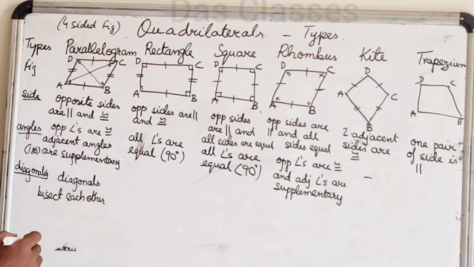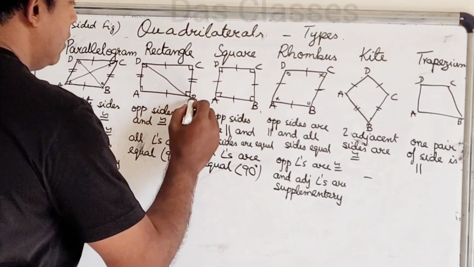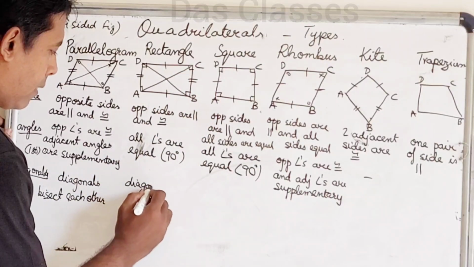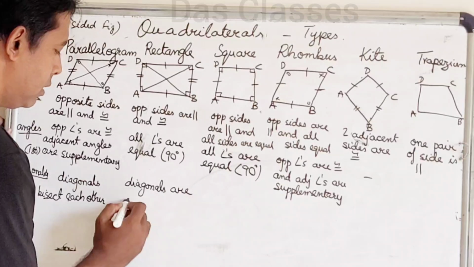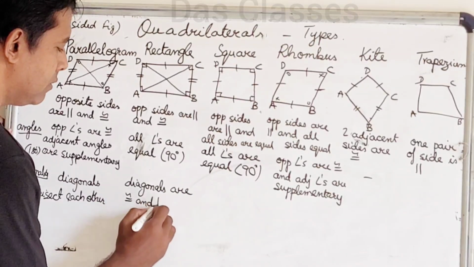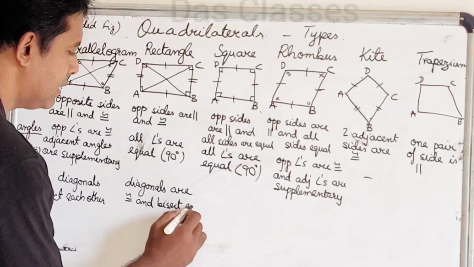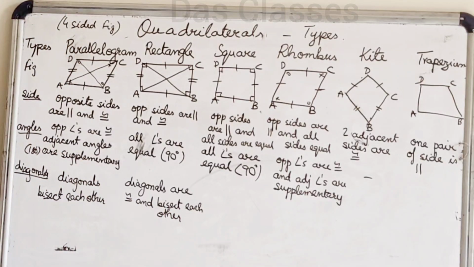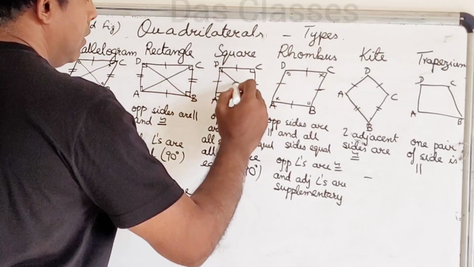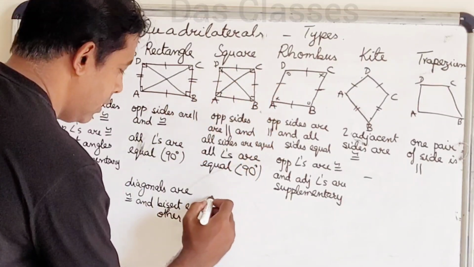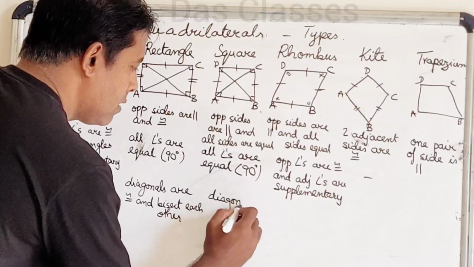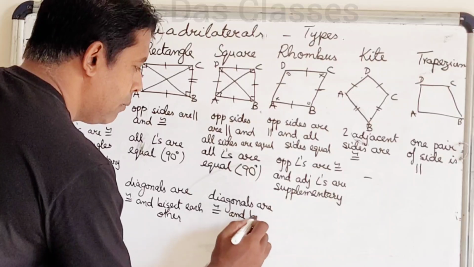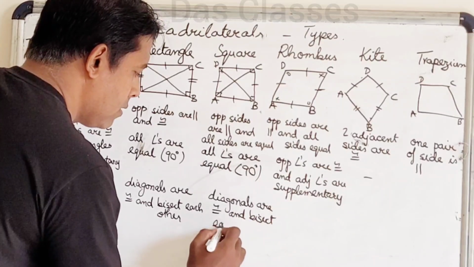Bisect each other. In case of rectangle, diagonals are congruent and bisect each other. In case of square, again same thing, diagonals are congruent and bisect each other.